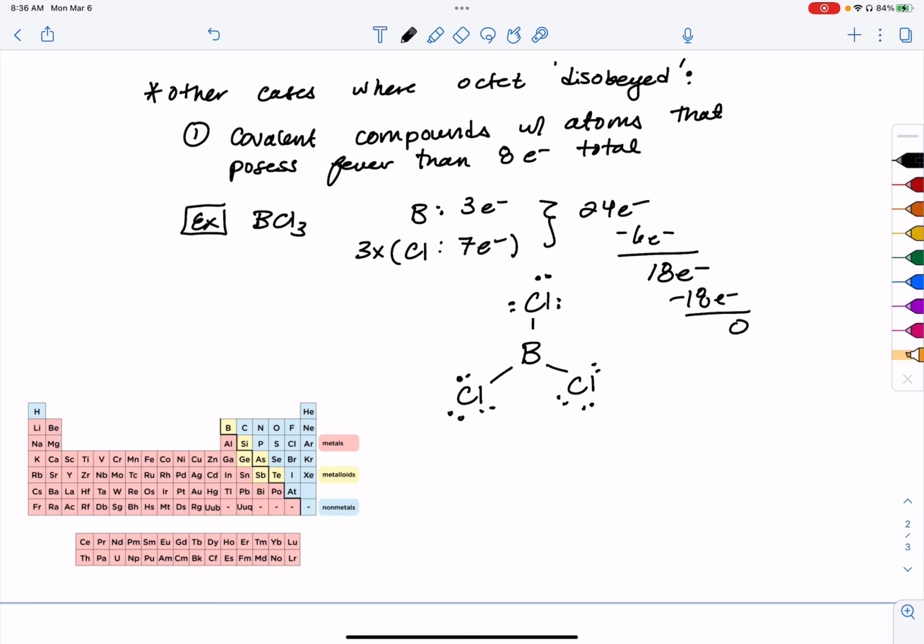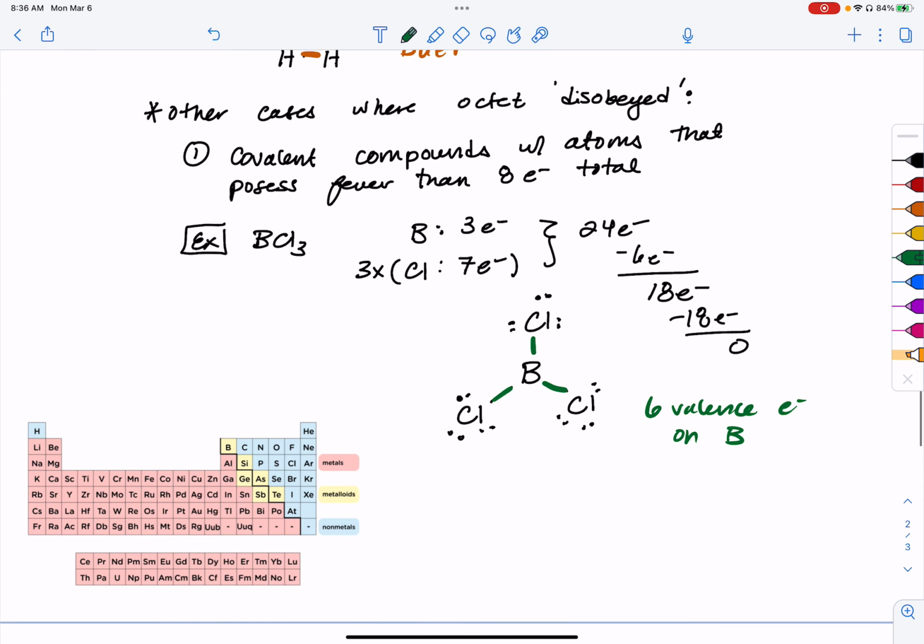Because if you were to look at this boron, you would see, well, wait a minute. If I were counting my octets here, yes, of course, all my chlorines have met octet, 2, 4, 6, 8, because we just intentionally filled their octets. But boron is left with 2, 4, 6 valence electrons on the boron. And ultimately, in this case, that is okay, because boron itself is an element that possesses fewer than 8 total electrons.